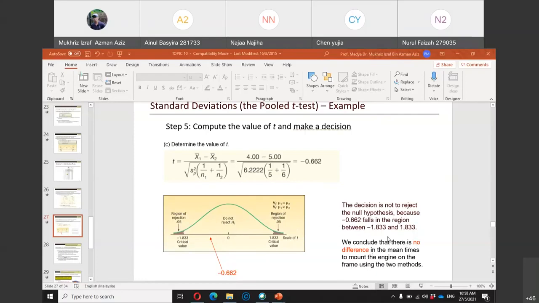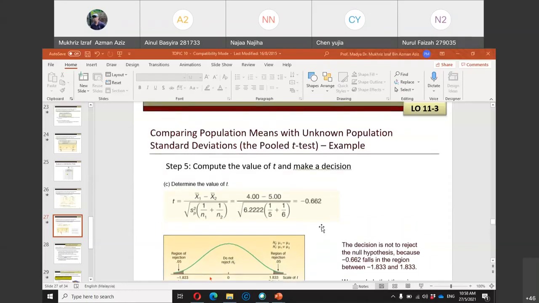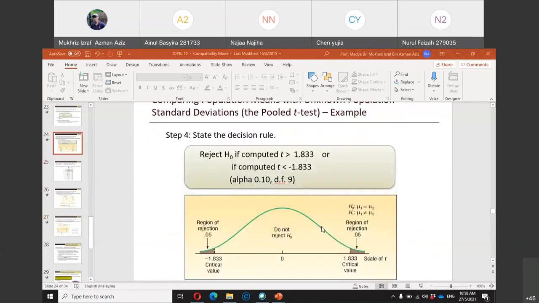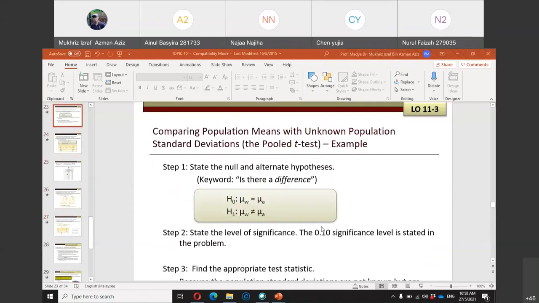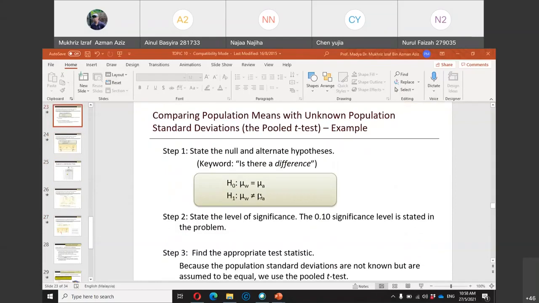So you can see here clearly, negative 0.662 is outside the area of rejection, so we do not reject H0. In the third part, because we do not reject, go back to your H1. Whenever you have finished your calculation and you want to write the conclusion in the third part of step number 5, always go back to your H1. In our case, we do not reject, so do not reject means we cannot support H1.